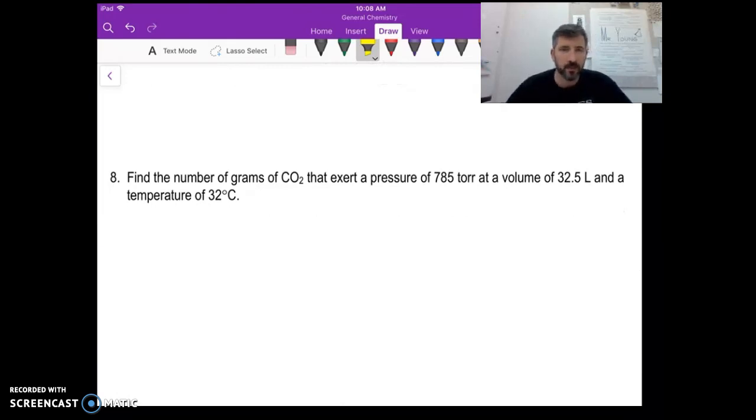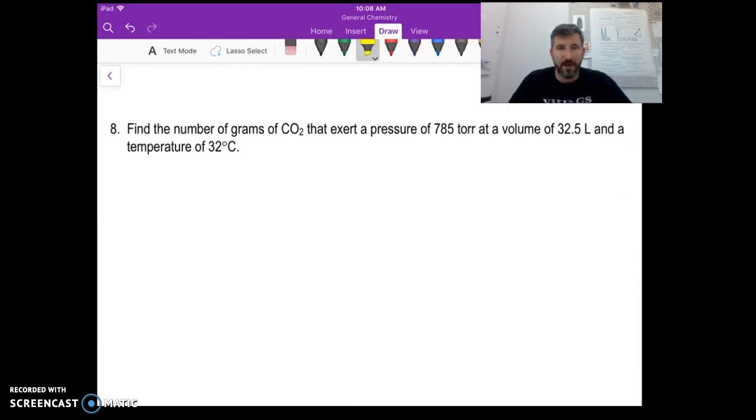So number of grams of CO2 that exert a pressure of 785 torr at a volume of 32.5 liters and a temperature of 32 degrees Celsius. So we're being asked for grams of CO2. And we did a problem like this in class. But just to see if you remember how to do it, if we're looking for grams of CO2, what variable in PV equals nRT is the closest thing to mass? It's not mass directly, but it's the closest thing to mass. Okay, so you should have said moles, n. So we're going to be solving for moles, then converting to grams.